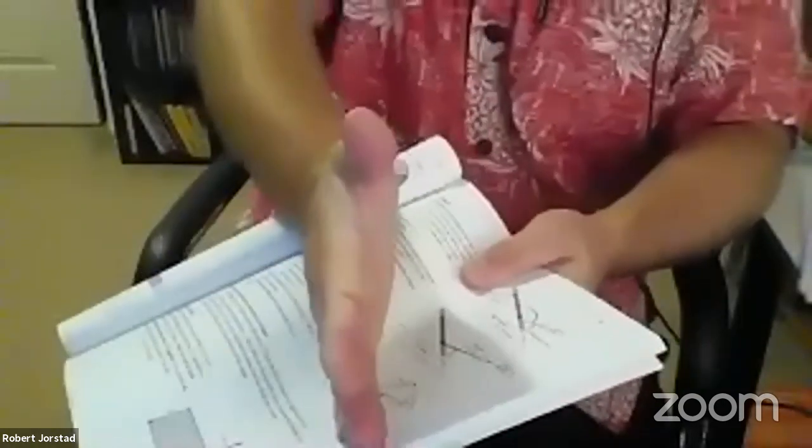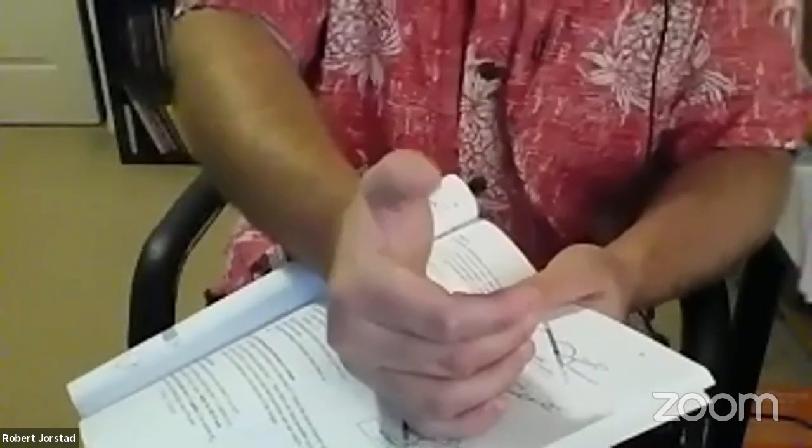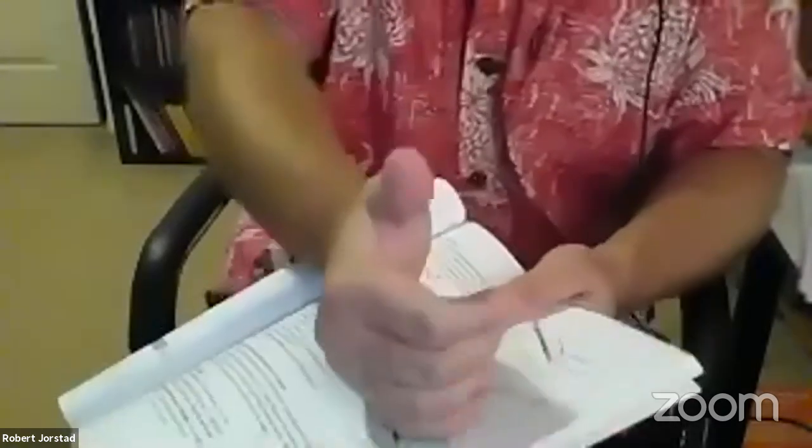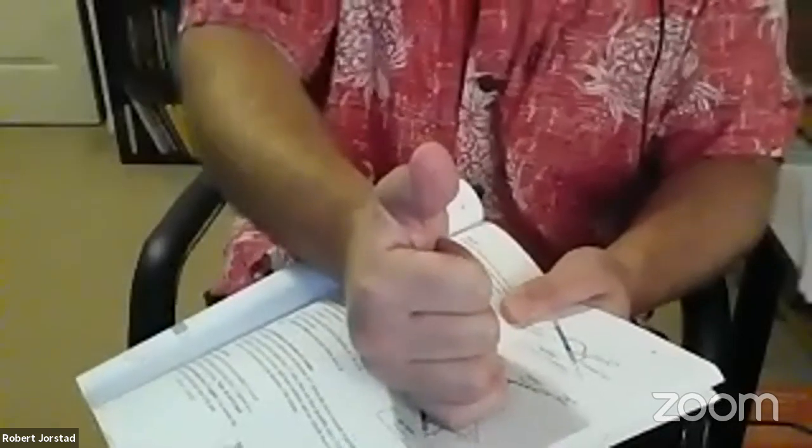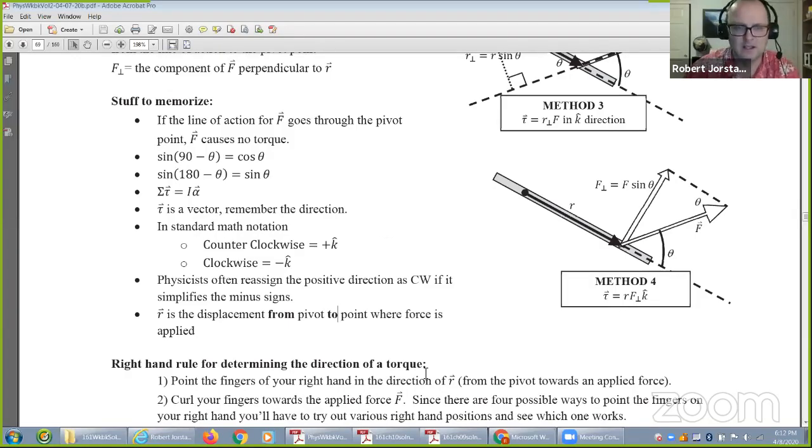And so I'm looking at method 4. Take your right hand and put it on method 4. Go line your fingers up with R. So the right hand rule, start with the R vector, curl to the force vector, and notice my thumb points out of the page. R goes to F, goes to, in this case, out of the page. R goes to F, out of the page. That's K hat. Okay. So now look at this one. You got R goes to F, goes to K hat.